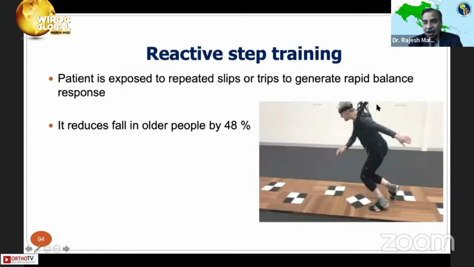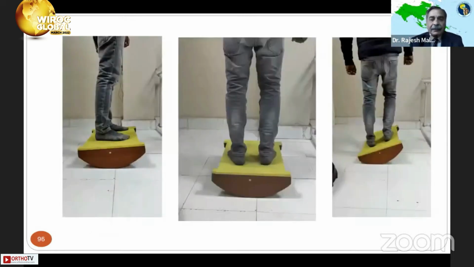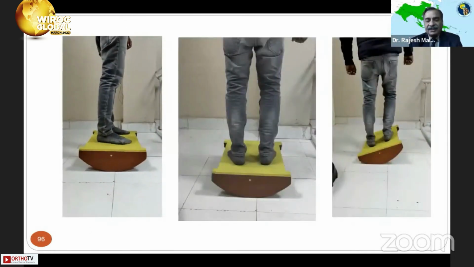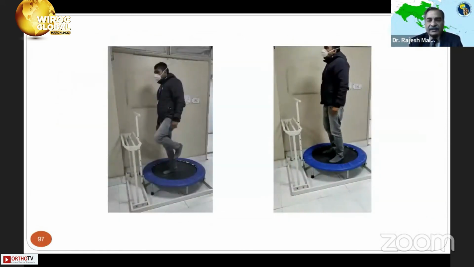There's another step you can see. There is a support or harness for the patient. The patient is exposed to repeated slips or trips to generate rapid balance response, and it also reduces the falls by 48%. We started this facility. This is a newspaper cutting in the local language, but this is called Sathi, S-A-T-H-I. Sathi means a companion in our local language, but it is a Save the Hip initiative. And there we have this balance master and all these wobble board exercises and the trampoline exercises.